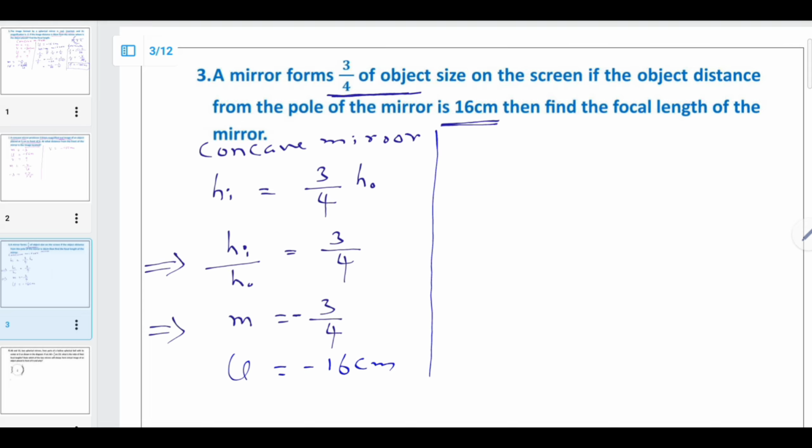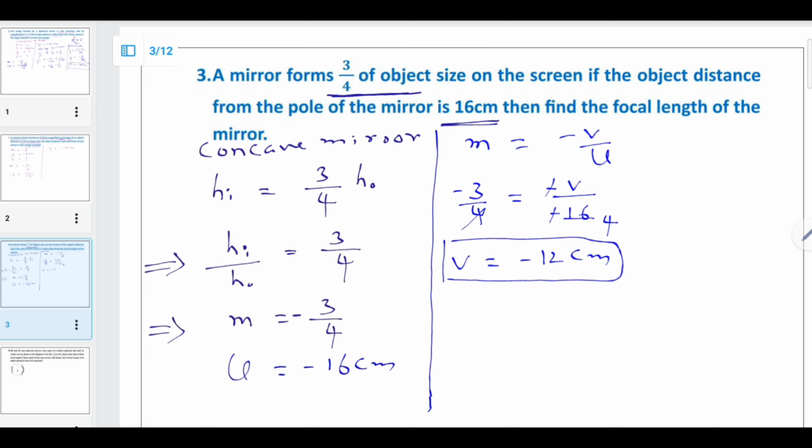Before finding the focal length of the mirror, let us find what v equals. Magnification of the mirror m equals minus v by u. The m value is minus 3 by 4, which equals minus v by u, and u equals minus 16. Minus minus cancel, 4 ones are 4, 4 fours are 16. Now v equals 3 fours are 12 centimeters. So the image distance equals 12 centimeters.